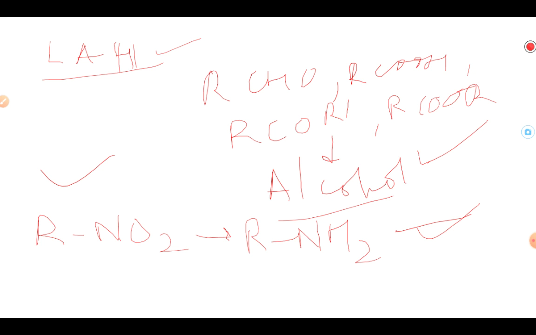Now we are going to see some oxidizing agents, the mild oxidizing agents. Like you have seen PCC, that is pyridinium chlorochromate. It is a mild oxidizing agent. It converts primary alcohol or secondary alcohol to aldehyde or ketone. This is very important. Also you have seen CrO3 in CH2Cl2, and also copper and heat.